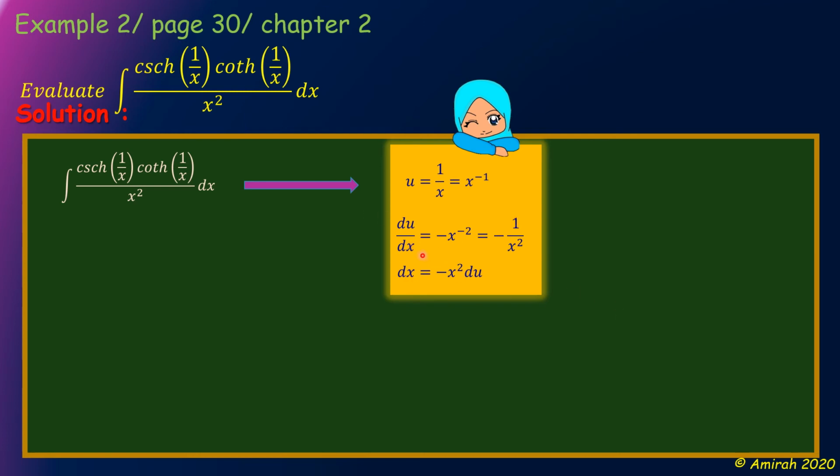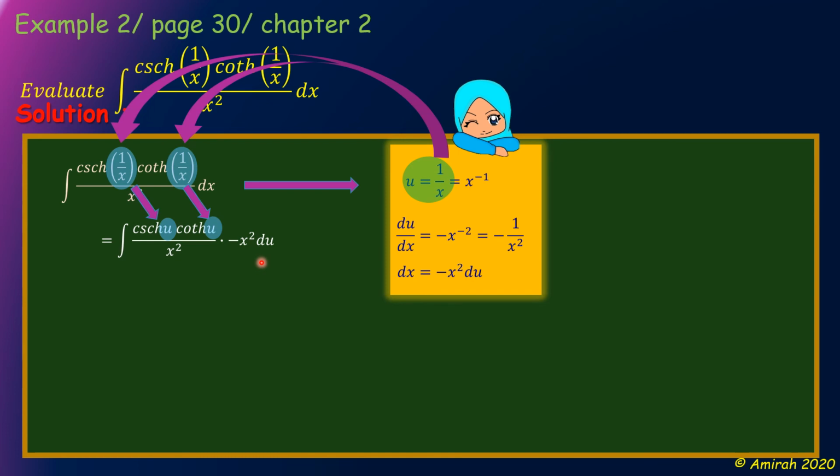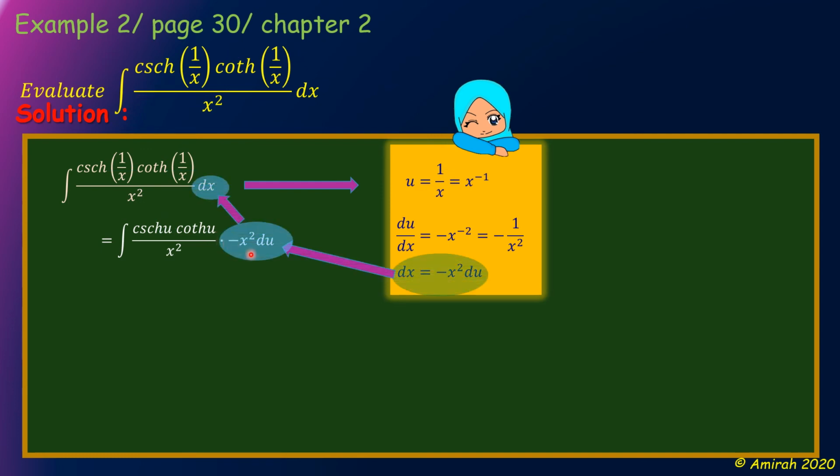We cross multiply. We multiply dx by negative 1, and then we multiply du by x squared. So we have negative dx equals x squared du, or positive dx equals negative x squared du here. After that, we replace u by 1 over x, and we replace dx by negative x squared du here. After that, we can simplify x squared from the denominator and x squared from here.